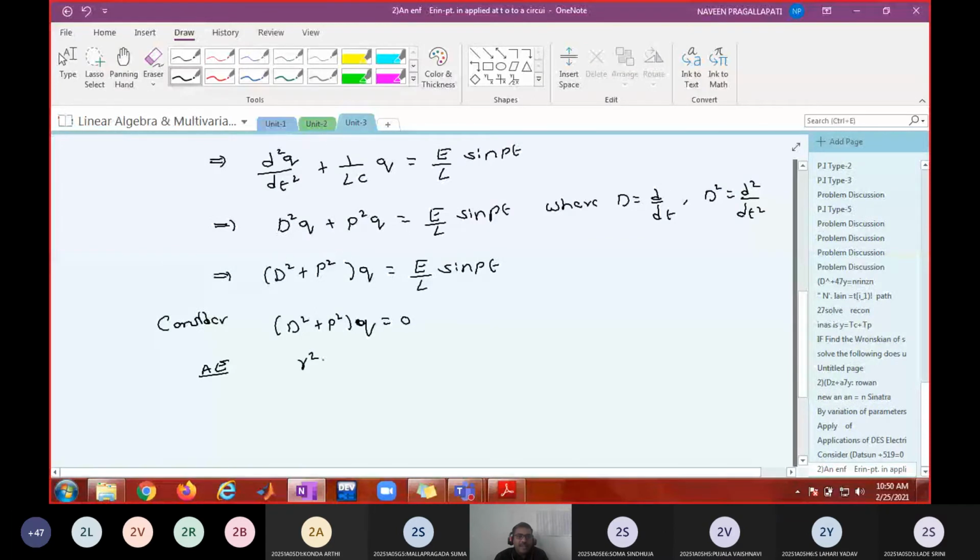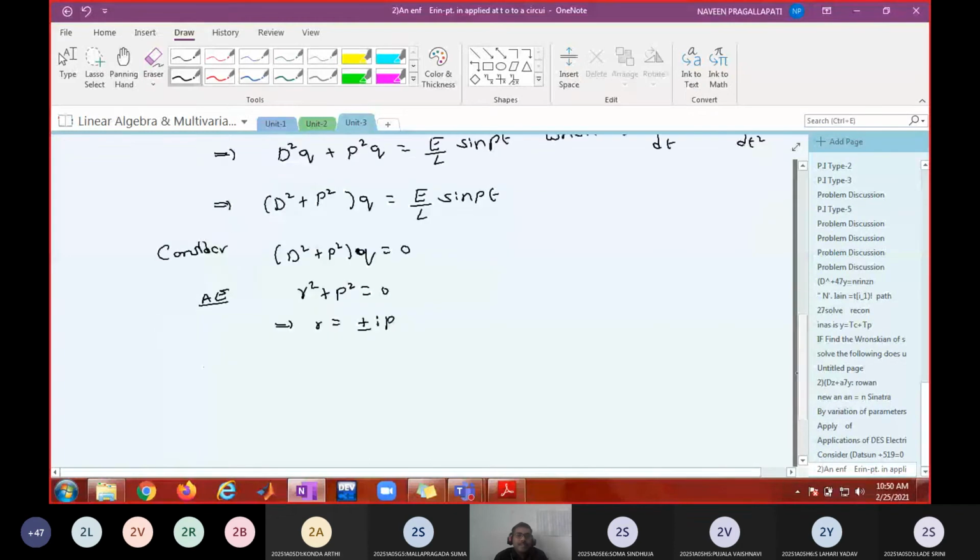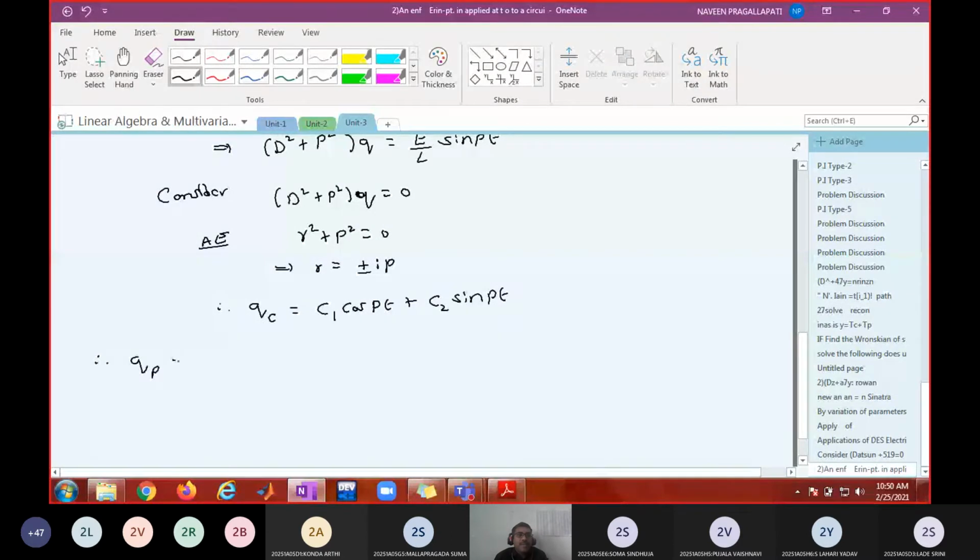So the auxiliary equation: r square plus p square equal to 0. Therefore r equal to plus or minus ip. Therefore what is q complementary? Real part is 0, so qC equal to c1 cos pt plus c2 sin pt. Therefore what is the particular integral? qP equal to 1 by D square plus p square times E by L sin pt. And E by L is a constant, it can be taken out.